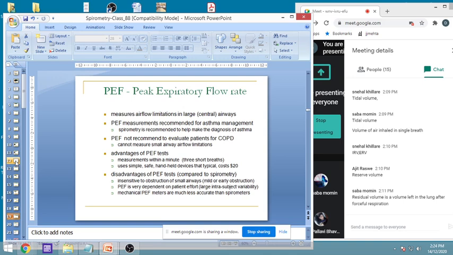They are insensitive to obstruction of the small airway, that is mild or early obstruction. It is very dependent on the patient effort. So there are patient to patient variables: some are doing it with good force, some are not applying that much force, so a big variation can be there. Mechanical PEF meters are less accurate than spirometers. So these are the limitations.